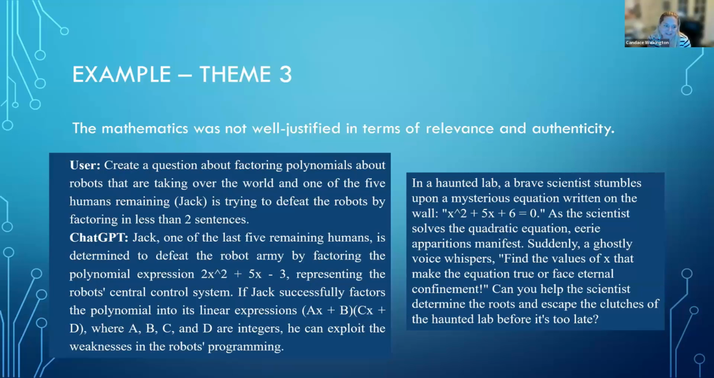Like, why in the world would one of the last 5 remaining humans need to factor a polynomial to defeat the robots? It doesn't make any sense, basically. And this is something that humans would also have a lot of trouble making factoring polynomials relevant. So it's not that ChatGPT is that much worse at it than a human would be. This is just a larger problem with the nature of higher level mathematics in a lot of cases. And similarly, the second example talks about how a scientist stumbles upon a quadratic equation and a ghostly voice tells them to find the values of x that make the equation true.